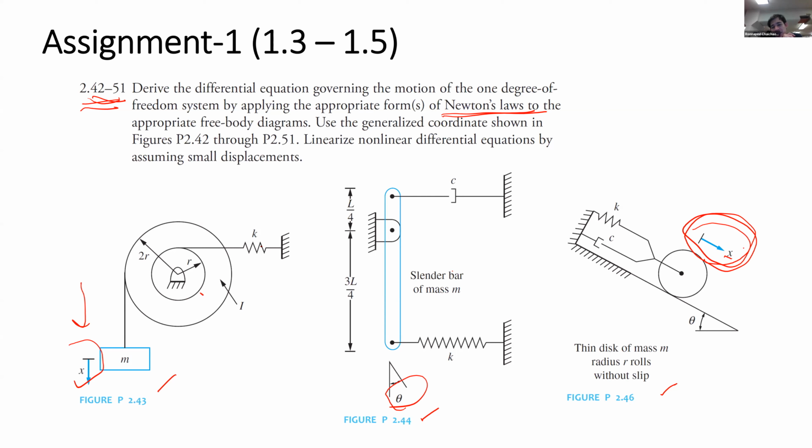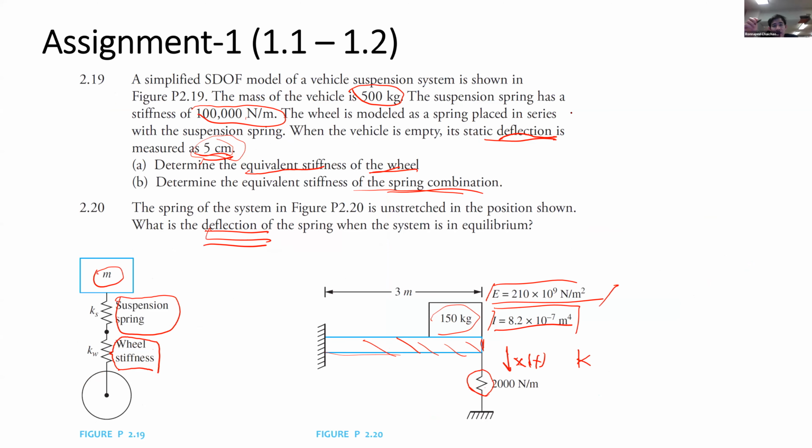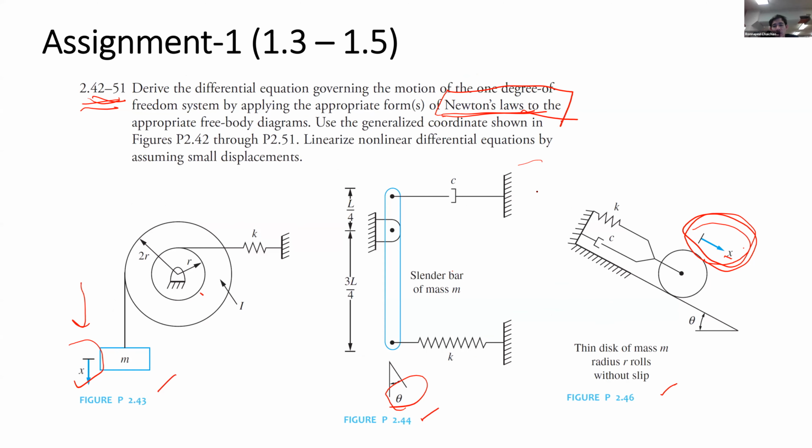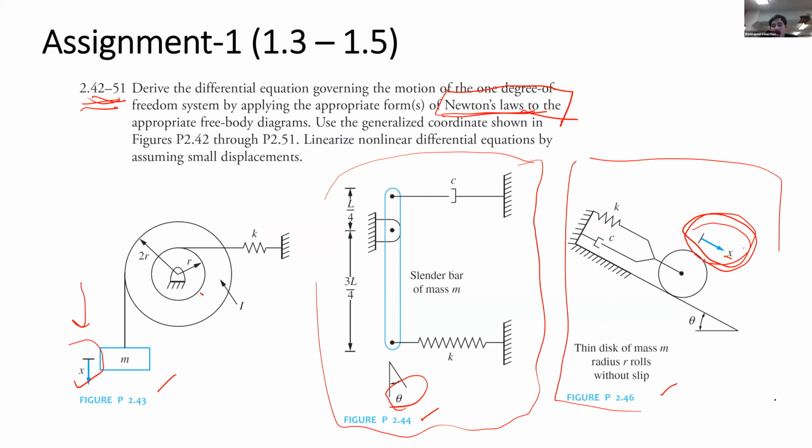Actually, I'm not limiting you to only the Newton method. You can use the energy method or the equivalent system method to obtain the equation of motion. But please select only one method for each problem, the method that you feel sure about, to make it correct.